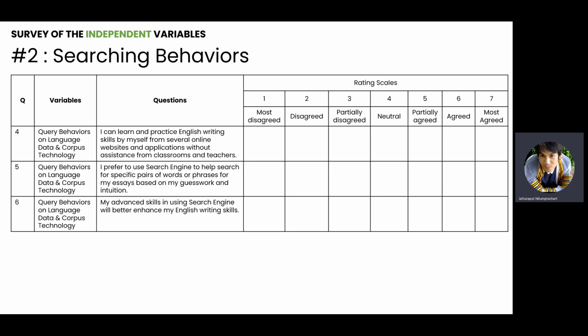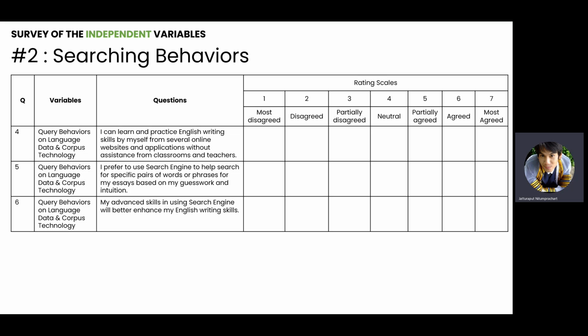This is kind of how they can search in general from Google. And I prefer to use a search engine to help search for specific pairs of words, this kind of collocation, for my essay based on my guesswork and intuition. Okay. Number six is my advanced skill in using search engines will better enhance my English writing skill, which means that if we teach them to use advanced search operations, like using the quotation marks to control the words next to each other, it will be easier for them to write well in English.